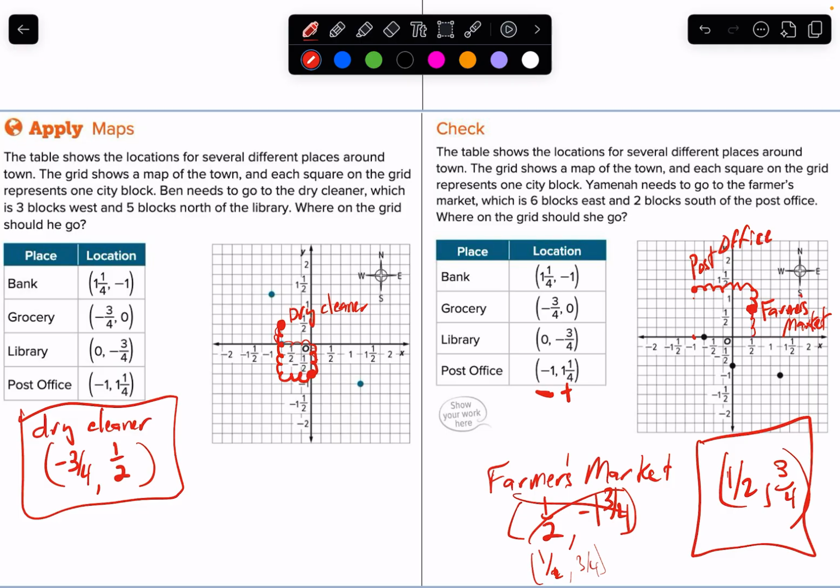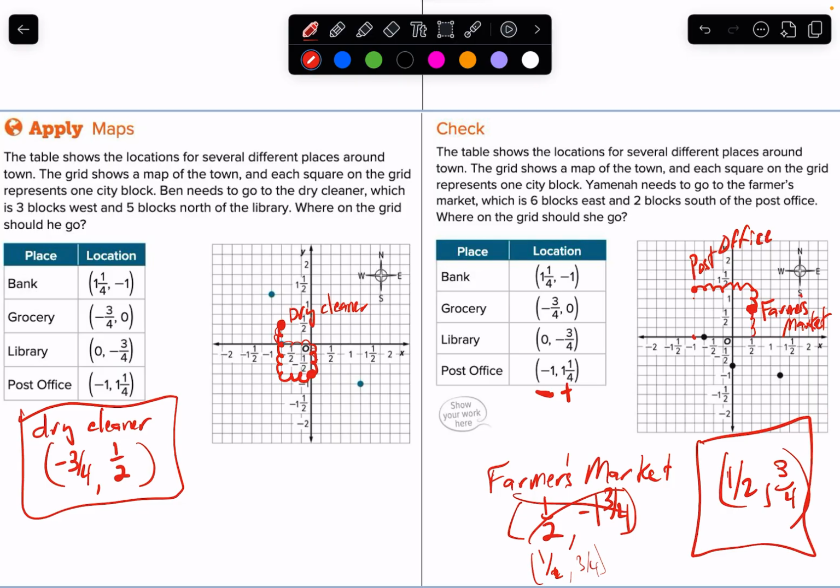So that's coordinate plane. Up, down is the y. It's the second part of your parenthesis. Down is negative, up is positive. Left, right is your x. It's the first part of your parenthesis. They're alphabetical. It goes x, then y. Left is negative, right is positive.